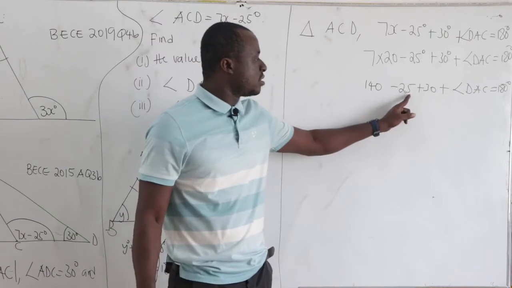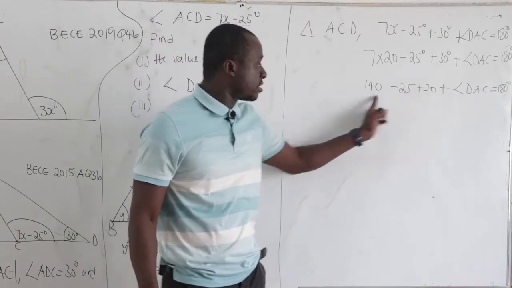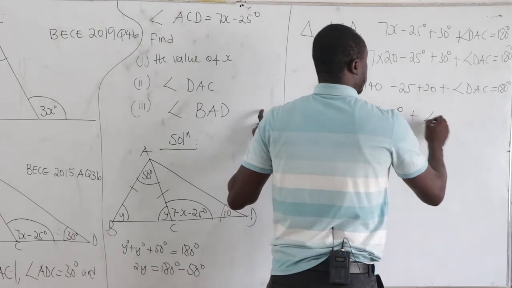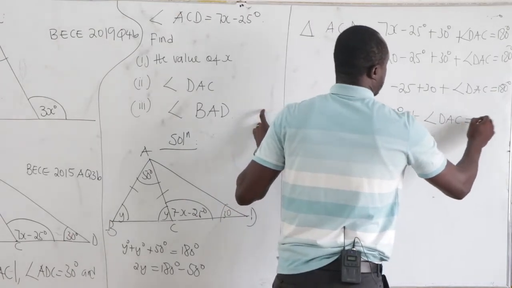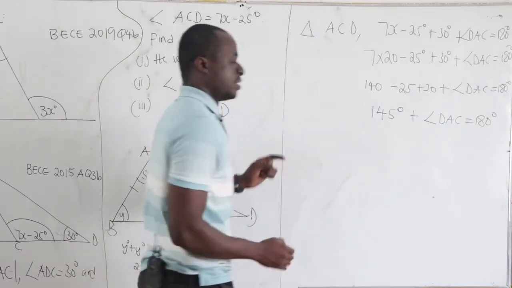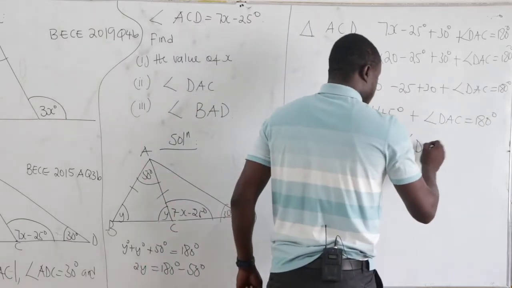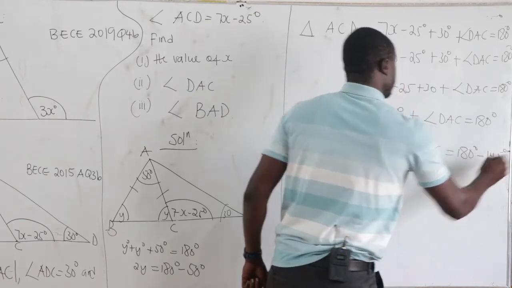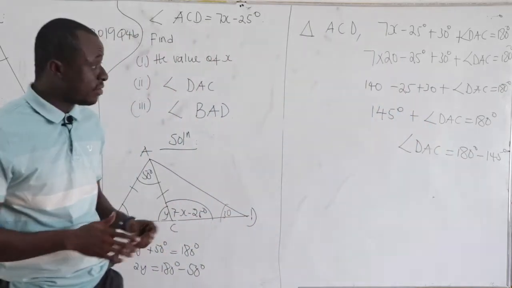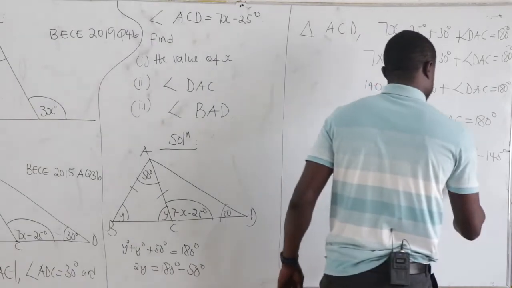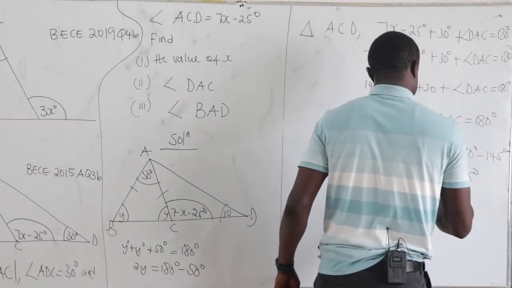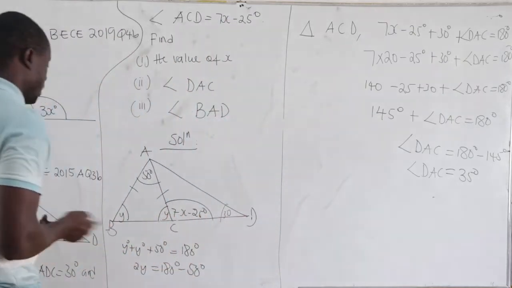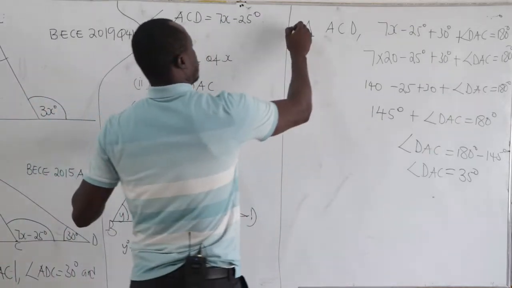Now negative 25 plus 30, that is 5 plus that. So this will be 145 plus DAC equals to 180 degrees. Now angle DAC equal to 180 degrees minus 145 degrees. Now what is 180 degrees minus 145? And this is just 35 degrees. So that is the second one.